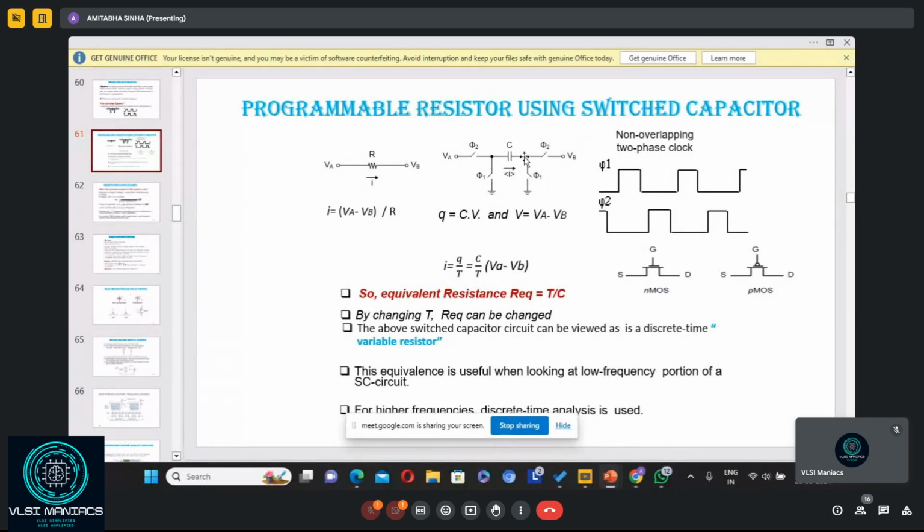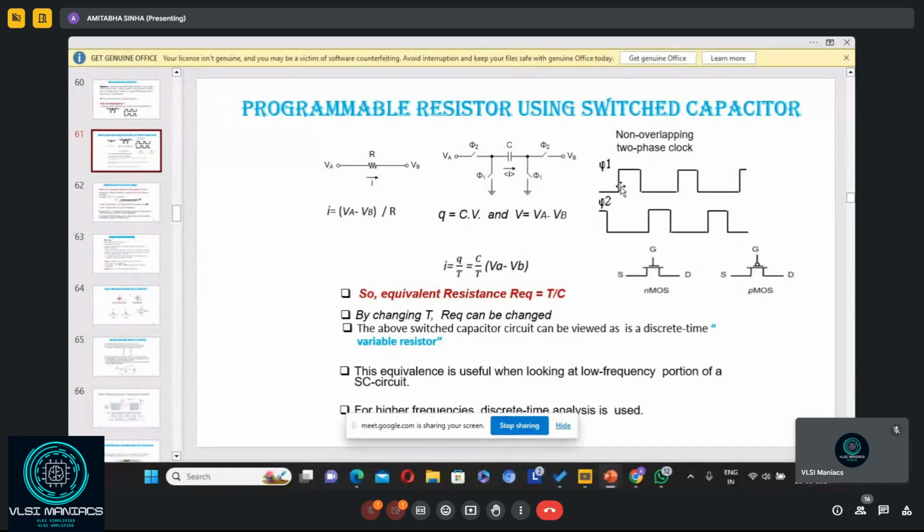And how fast it will be charged, that depends on what? Capacitance value is also important, isn't it? So now there's a limit to this value. That means the switching time has a limit. So that's why the speed of the switched capacitor is limited by this clock pulse.